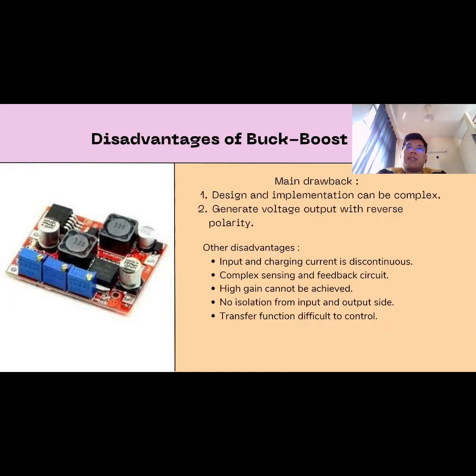The next slide is about the disadvantages of the buck boost converter. The design and implementation can be complex, especially for systems requiring high power and high efficiency. Furthermore, they generate VO with reverse polarity, which could be a limitation in certain applications. Other disadvantages of this converter are that the input and charging current is continuous, there is no isolation between the input and output side, and lastly, the transfer function is difficult to control.